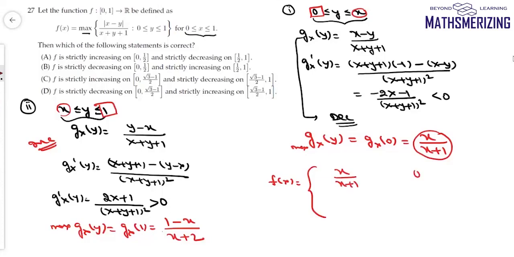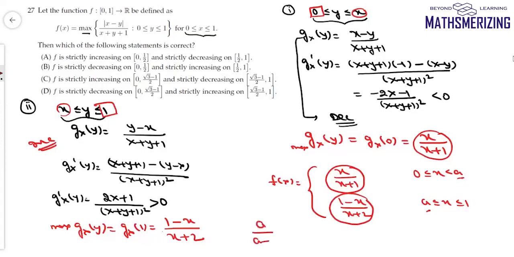x upon x plus 1 when x lies between 0 and a, and this is (1 minus x) upon (x plus 2) when x lies between a and 1. Now how do I find this a? Now we know that this f(x) always takes the maximum value. So there will be this point a where the value of the first function must be equal to the value of the second function. So that means at x equal to a, a upon (a plus 1) must be equal to (1 minus a) upon (a plus 2).